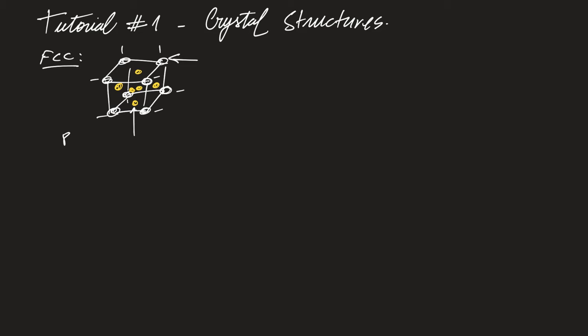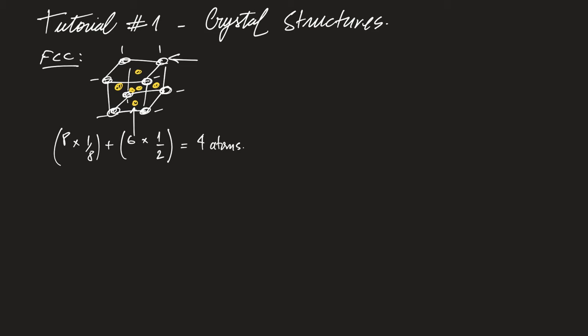8 atoms times 1/8, because each atom in the corner is shared with 8 unit cells, plus 6 times half, because each atom on the face is shared with 2 unit cells. Therefore, for a FCC unit cell, we have 4 atoms.